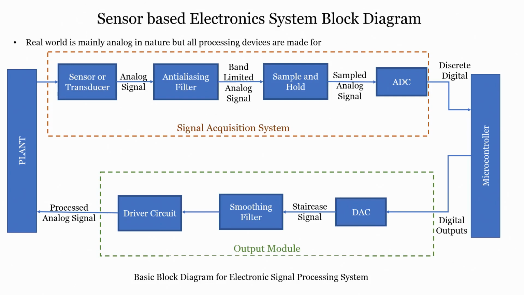That means, if you have a plant and you want to control it, it is a signal acquisition system as well as a feedback system. You can see there is a sensor or transducer, and what exactly this does, it converts the signal to a discrete signal, and the discrete signal can be given back as a processed analog signal. So, like a feedback system.